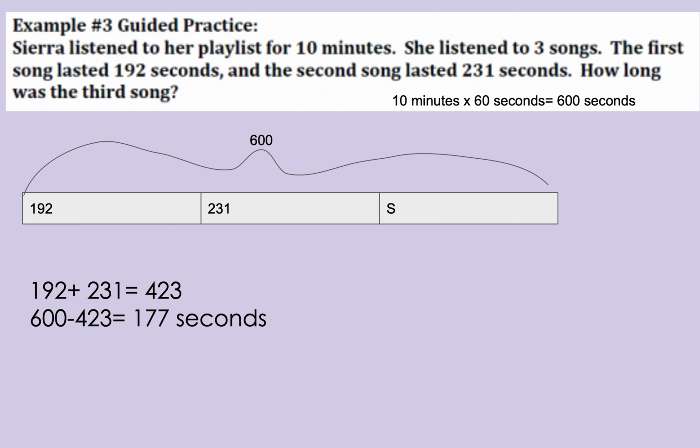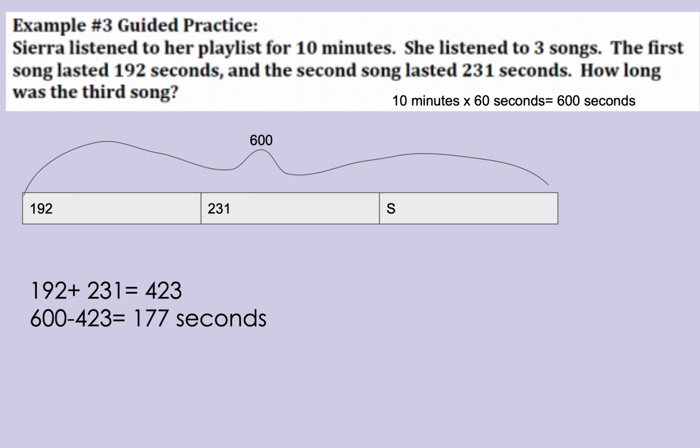So this is kind of what we did with conversion, the conversion table last week. Okay, we're bringing it into this lesson. That's all we're doing. Let's record the information we know in a bar, discussing the meaning of each bar as you draw. So my first bar has 192 seconds and my second one has 231 seconds. The total amount of time was 600 seconds. So we need to find that missing third song.